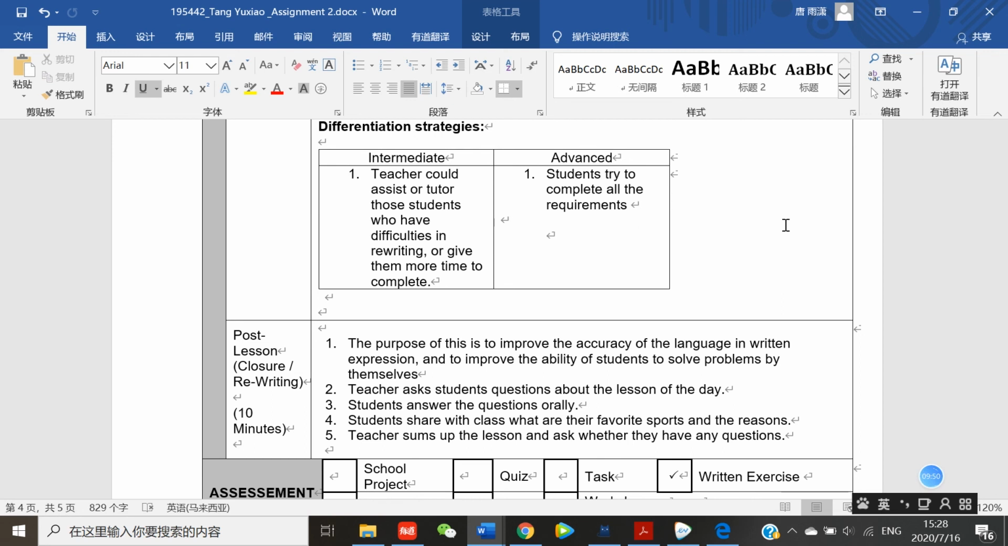What's more, the teacher asks students questions about the lesson of the day, and the students answer the questions orally. And what's more, they need to share with the class what their favorite foods are and the reasons. I think they are much more fluent than before because they have already written and rewritten the essay. And the last, the teacher sums up the lesson and asks whether they have questions.